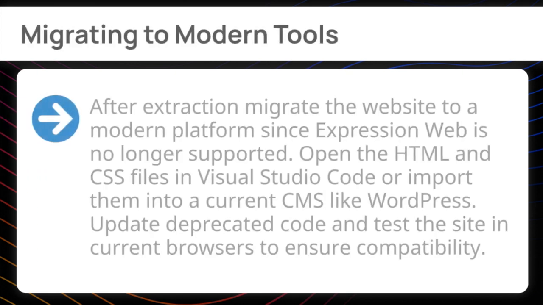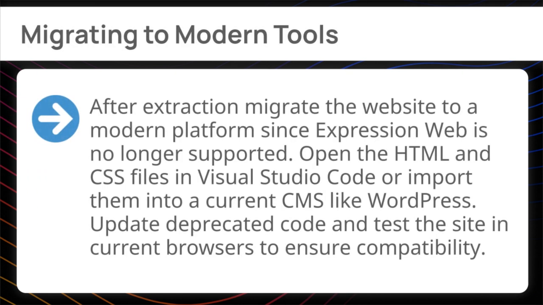Finally, migrating to modern tools. After extraction, migrate the website to a modern platform since Expression Web is no longer supported. Open the HTML and CSS files in Visual Studio Code or import them into a current CMS like WordPress. Update deprecated code and test the site in current browsers to ensure compatibility.